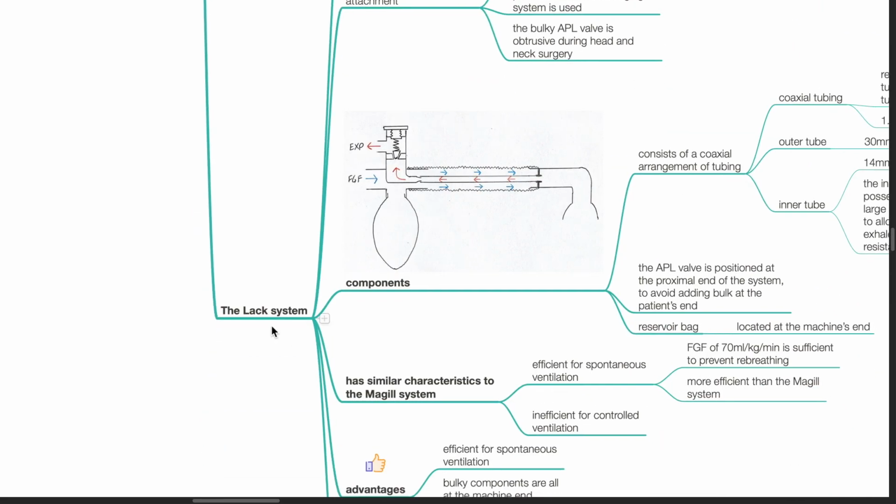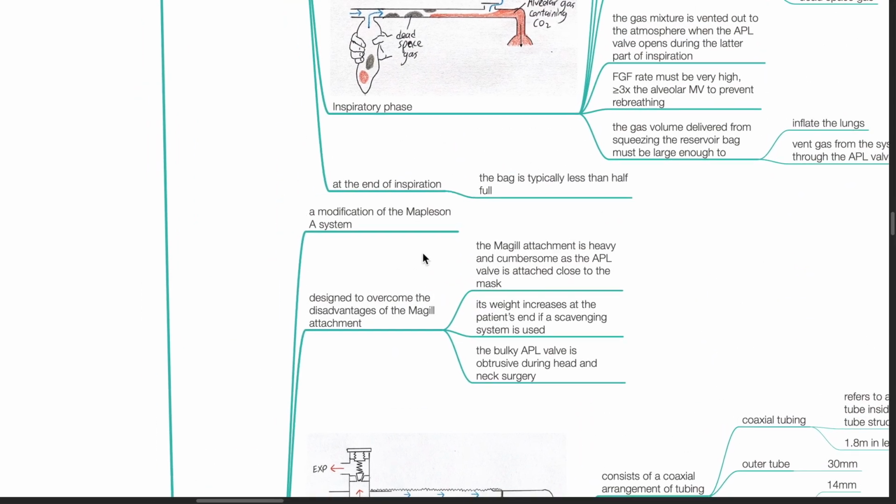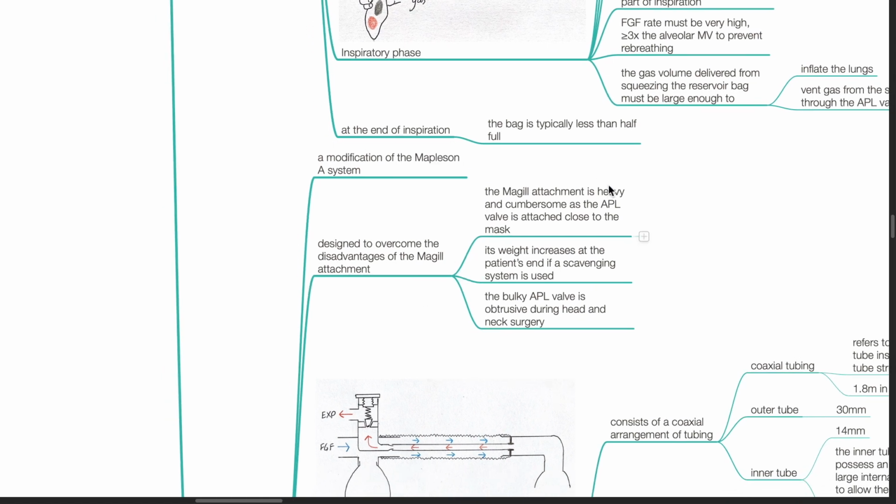The Lack system. This is a modification of the Mapleson A system. It is designed to overcome the disadvantages of the Magill attachment. The Magill attachment is heavy and cumbersome as the APL valve is attached close to the mask. Its weight increases at the patient's end, especially if a scavenging system is used. The bulky APL valve is obtrusive, especially during head and neck surgery.